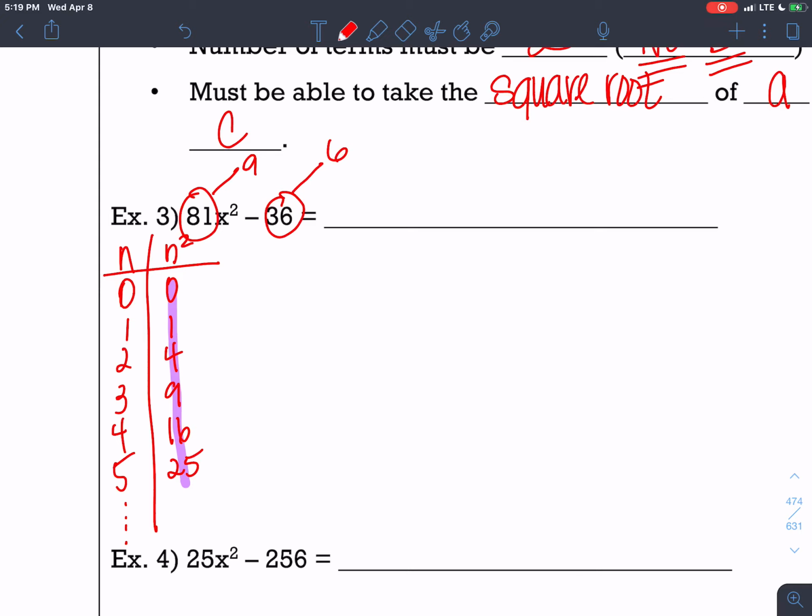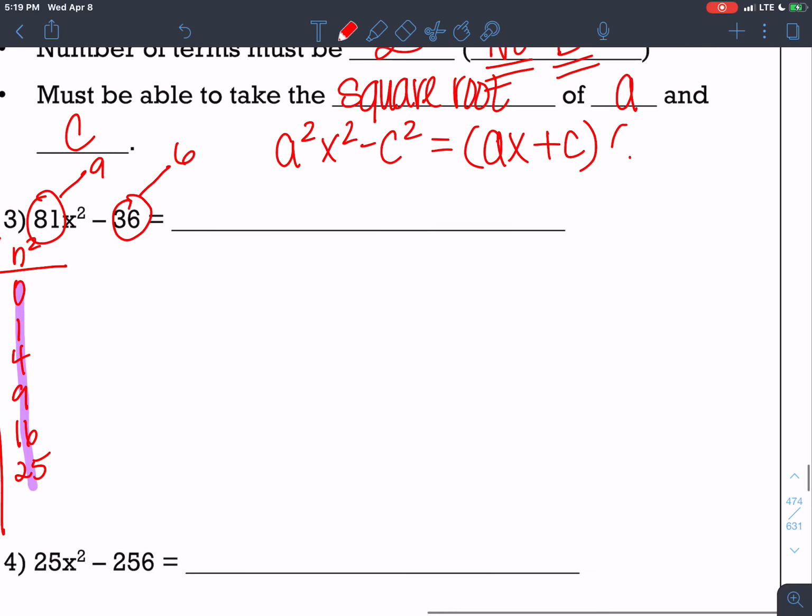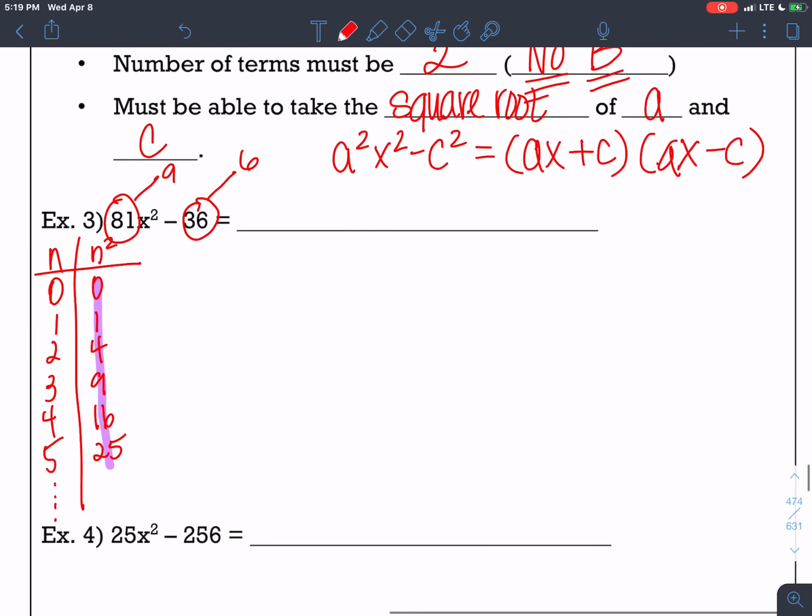Okay, they always follow the pattern of a squared x squared minus c squared equals a x plus c, a x minus c. So let's go ahead and take that. This would be 9x plus 6, 9x minus 6.